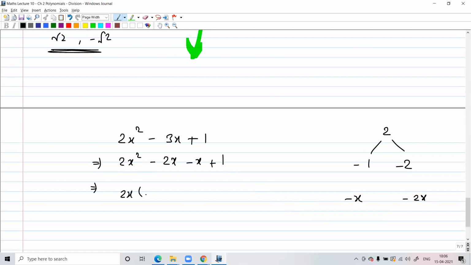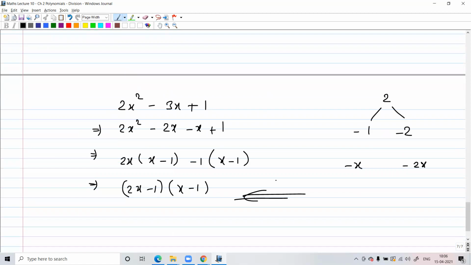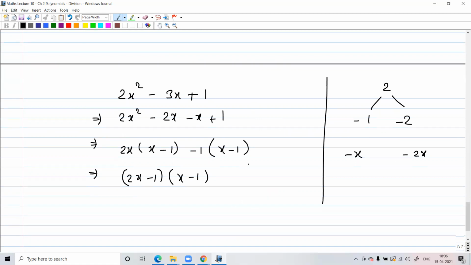And take the 2x common, so it will be x minus 1. And then take minus 1 common, so it will become x minus 1. (x minus 1)(x minus 1). Is everyone able to get to this stage? From here, this is just splitting the middle term. If anybody needs help with this, you need to let me know. I'll explain that.